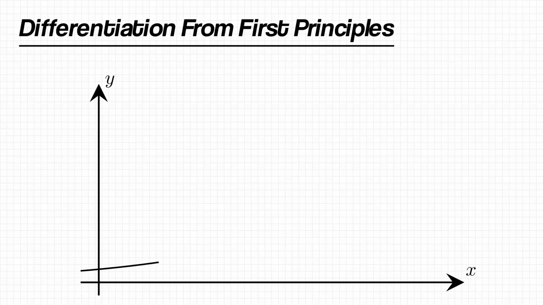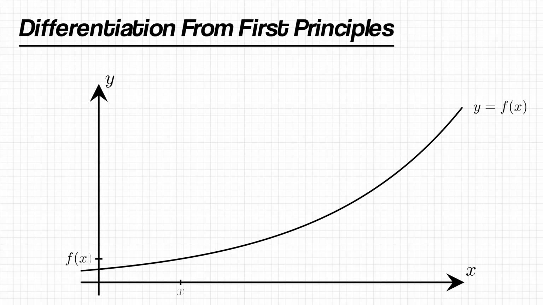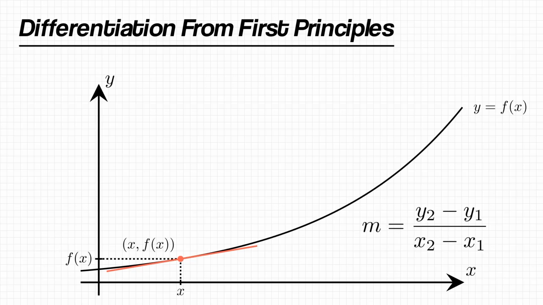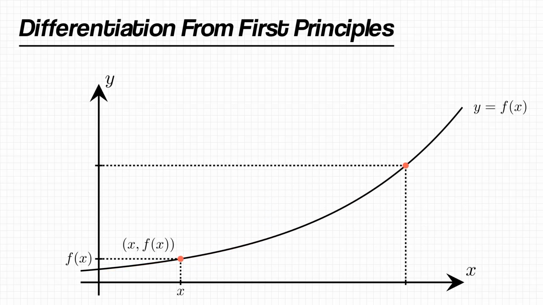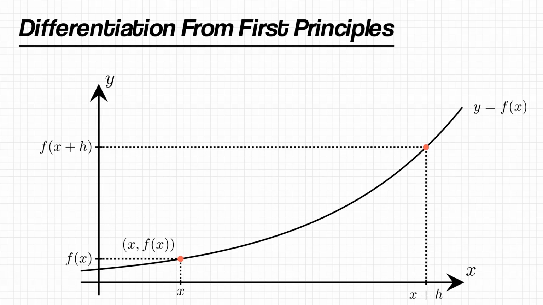Let's remind ourselves we are trying to calculate the gradient of the tangent at any point on the curve. We have a problem because in order to calculate the gradient of our tangent, we need 2 points, but we only have one to work with. Let's leave the tangent alone for a moment and take another point a distance h along the x-axis and consider the chord that connects these 2 points.